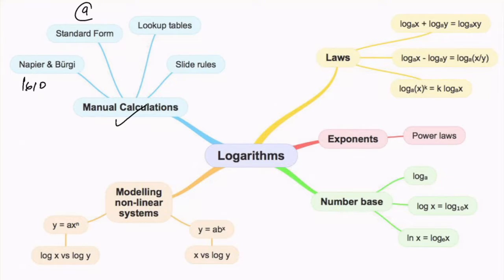This led very quickly to the development of lookup tables, and then to slide rules, the pocket calculator for nearly 3 centuries. So that answers why they were created. But they've been superseded by digital calculators, so why do we still learn them? Well, there are two reasons.